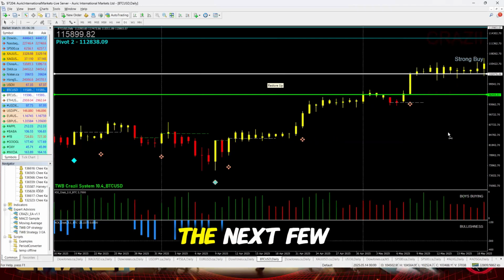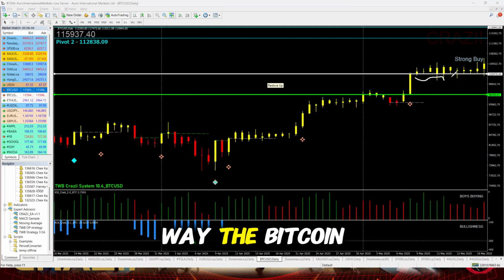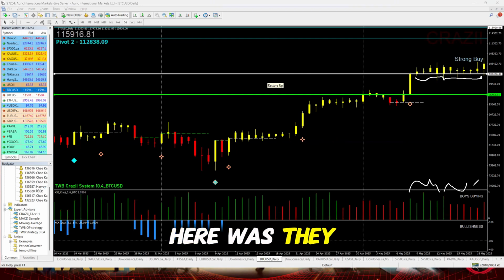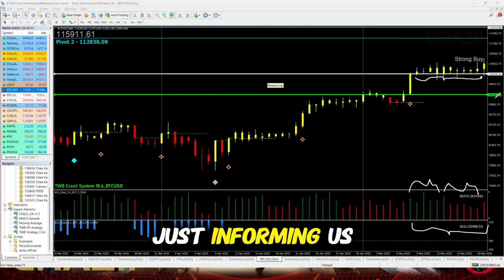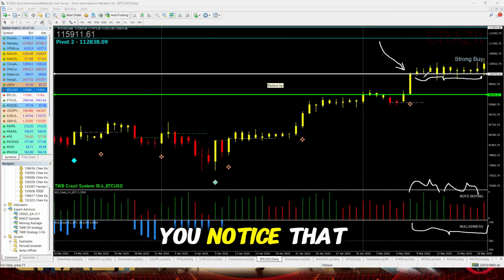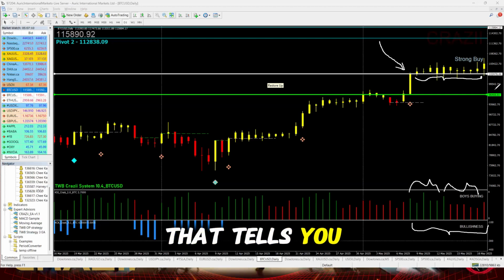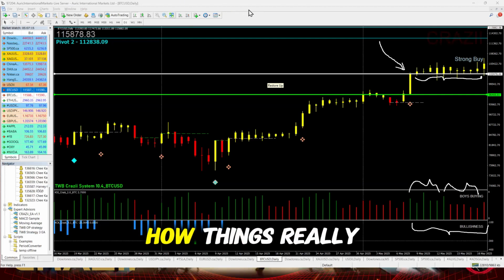Okay, so now you see what happened the next few days. Again, the same thing happened. Oh my God, look at the way Bitcoin went below the white line, right? But look at it. The sellers were selling, but the retail was staying firm. So what do you see? It's like the market is informing us that this is a very interesting technical line. As long as you follow the diamond, you notice that the market just cannot go below it. I mean, it does go below it temporarily, and then it rebounded. So that tells you that there is a very strong support at $102,000 for Bitcoin. And that is how things really run.